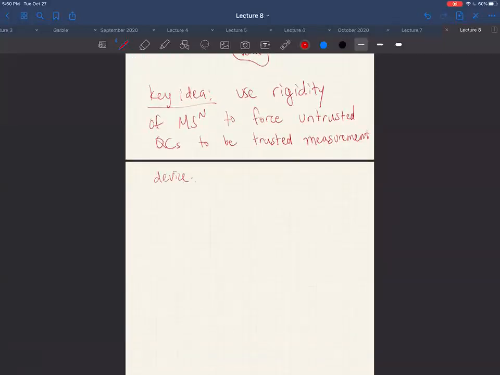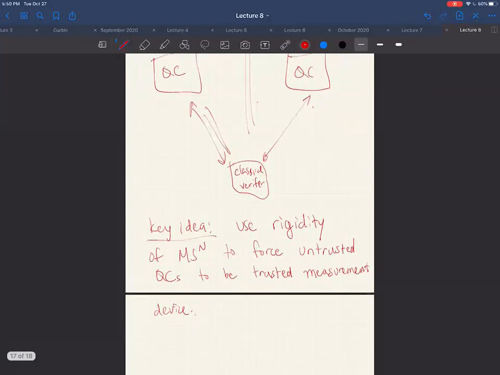Right, this should make intuitive sense. Our rigidity statements are so powerful. Just by observing how often they win a game, we know exactly what measurements and what states they're using. And we're going to leverage that to simulate this verification protocol that I just described.